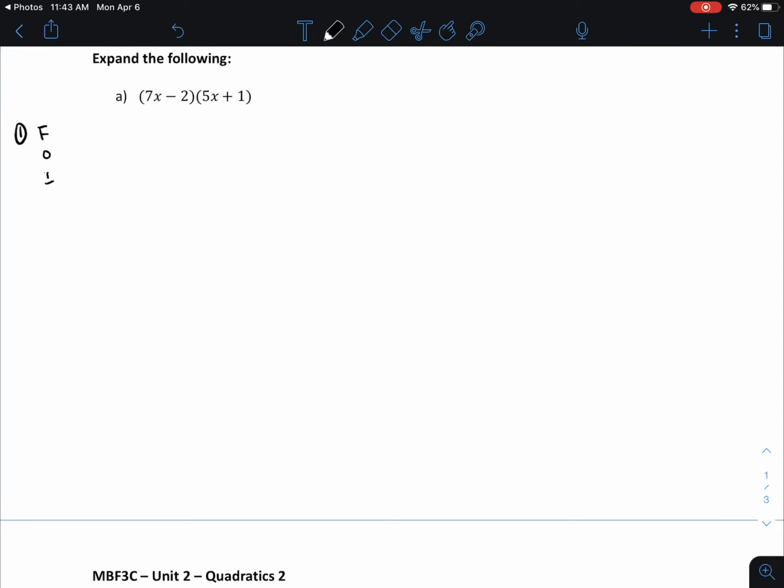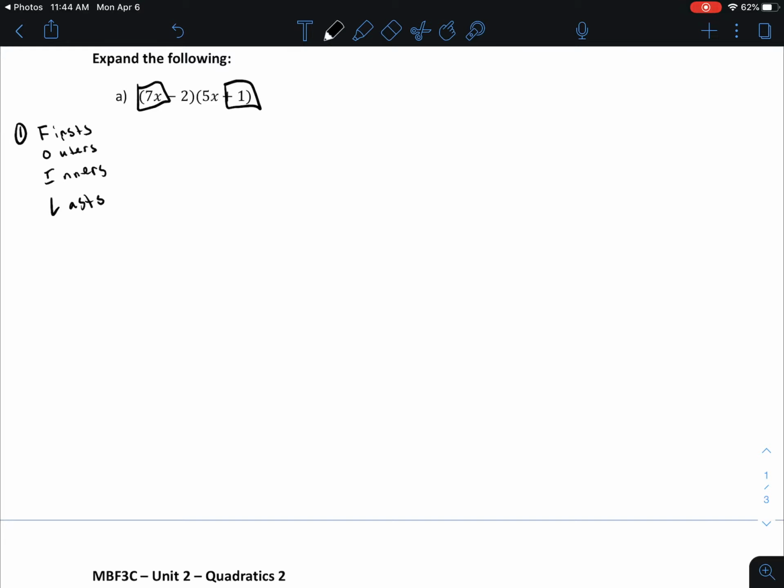It's actually what we call FOIL. I'll do it in one color. Okay, so F stands for firsts, O stands for outers, I stands for inners, and L stands for lasts. Okay, so basically, here are your firsts, the firsts of the binomials, and then here are your outers.